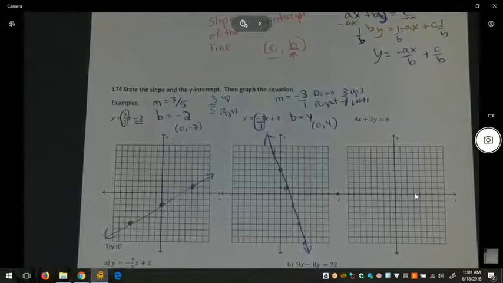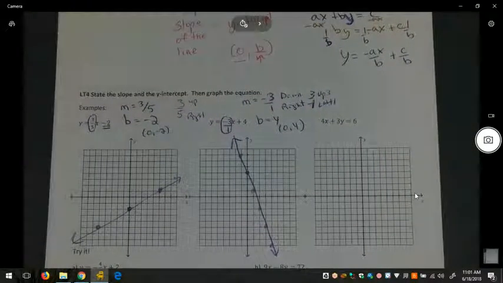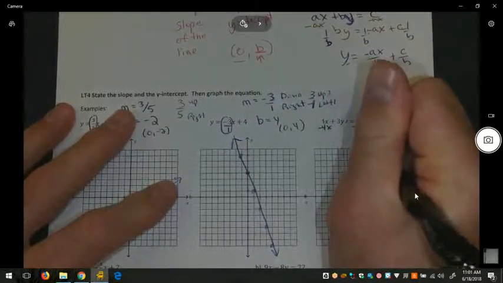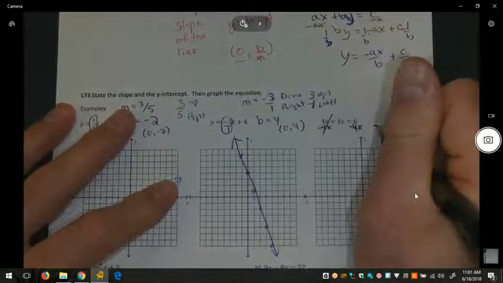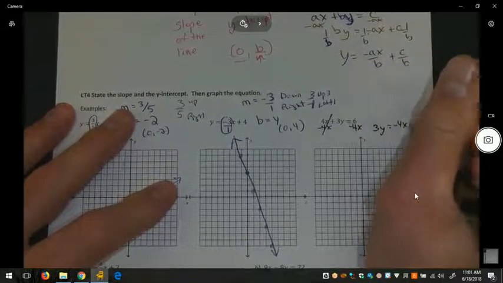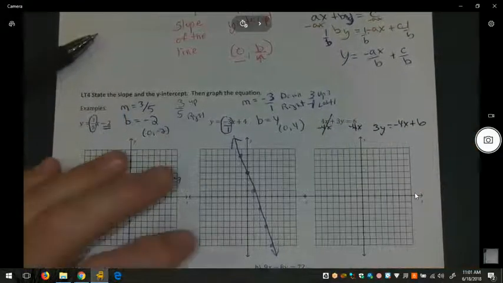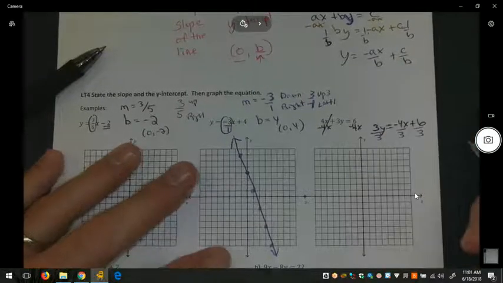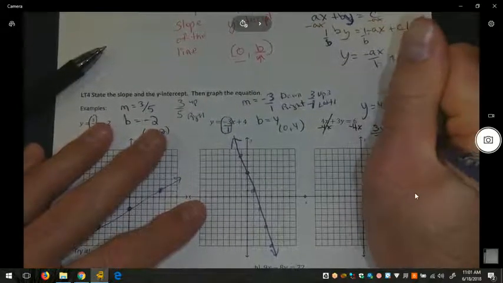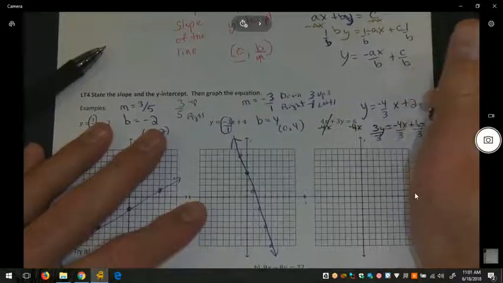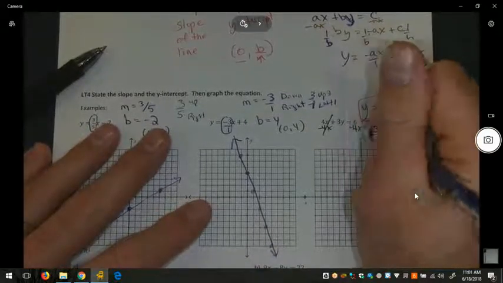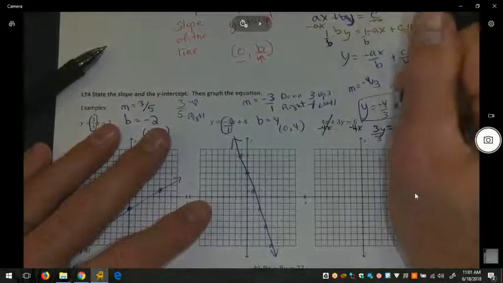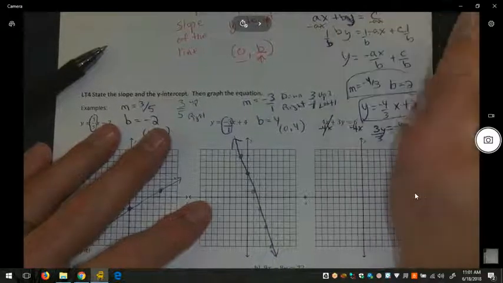In this last example, it is not in slope-intercept form, so we will have to solve to get y by itself. I begin by subtracting 4x to move it to the other side. This gives me 3y equals negative 4x plus 6. To get y by itself, I divide every single term on both sides of the equation by 3. This gives me y equals negative 4/3 x plus 2. So this will be the equation that we're going to graph. From this equation, our slope is negative 4/3, and our y-intercept is 2.